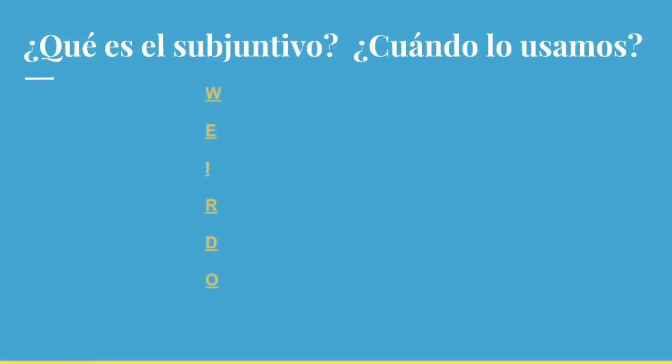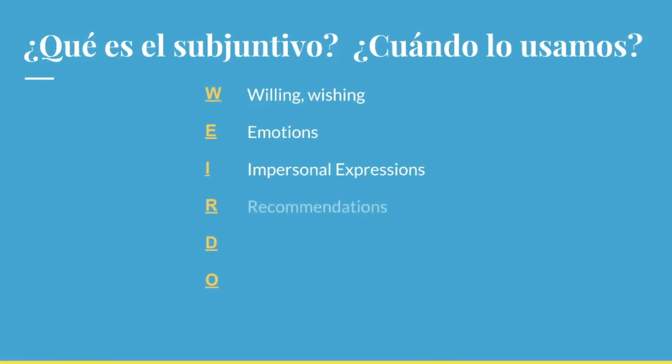The acronym spelled out the word weirdo, the W indicating that the subjunctive mood is used when you're wishing or willing something. The E reminded us that sometimes we use the subjunctive when we're talking about emotions or how something makes us feel. The I is used for impersonal expressions. R kind of ties into willing or wishing, but R is when you're recommending something. The D stands for doubt, denial, and even disbelief, which often lead to using the subjunctive mood. And the O helps us remember that key phrase, ojalá, meaning I wish that or hope that something would happen.